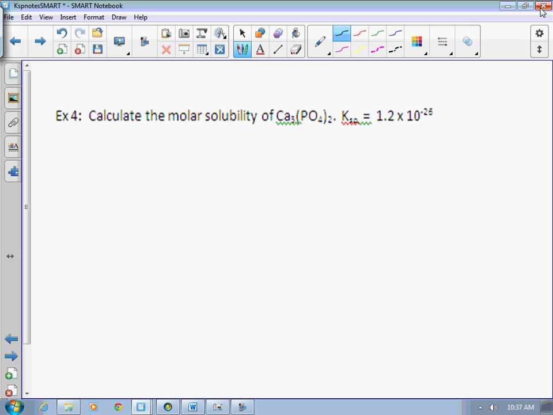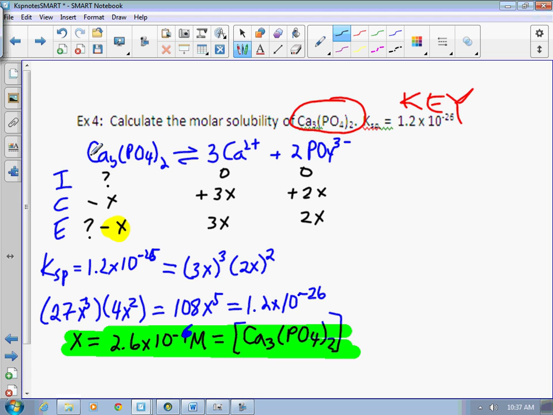Well, here's a problem for you to do. So this is calcium phosphate, and I gave you the KSP. Pause here and please work through this one. When you're done, check your answer and see if you got it right. All right, so here's my equilibrium.